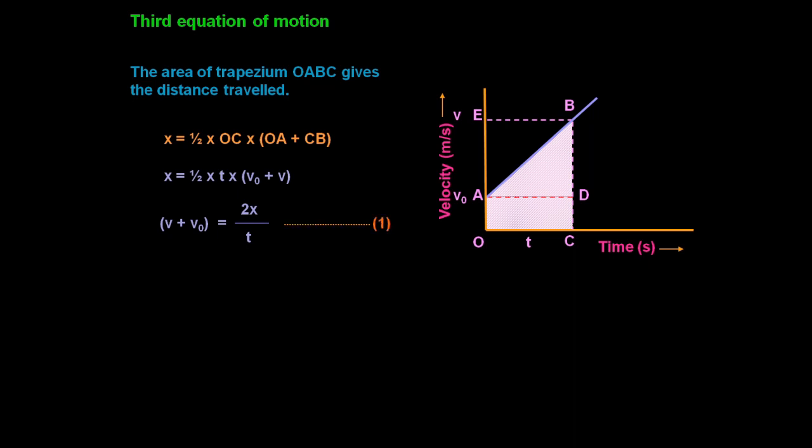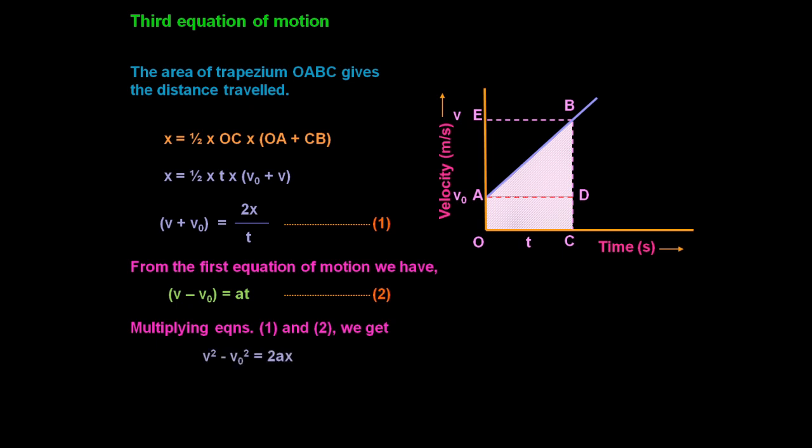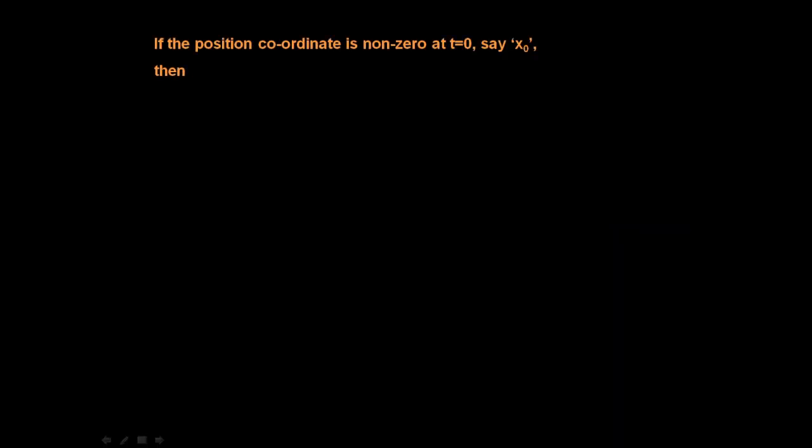From equation 1, on replacing t, it becomes V minus V naught is equal to AT. Multiplying the first equation with the second equation, we get V square minus V naught square is equal to 2as, which is V square is equal to V naught square plus 2ax.